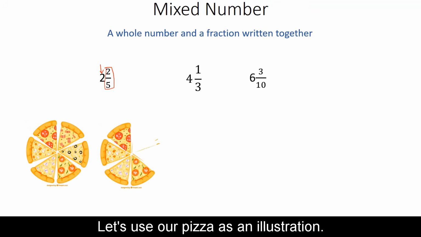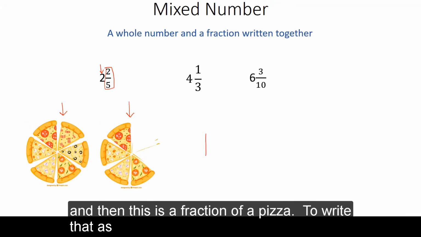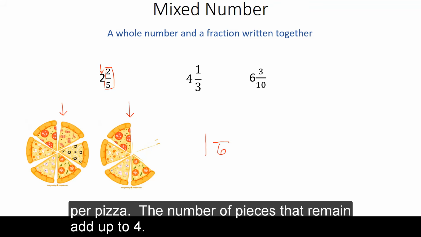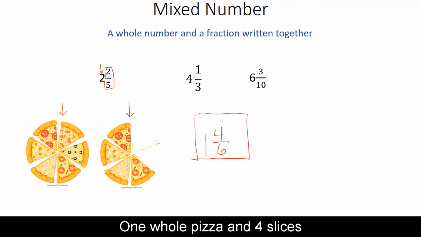Let's use our pizza as an illustration. If we look at this, we clearly have one whole pizza right here, so the number of whole pizzas would be a 1. And then this is a fraction of a pizza, and so to write that as a fraction, well, the pizza still has 6 slices per pizza. The number of pieces that remain add up to 4. So this illustration written as a mixed number would be 1 4/6, one whole pizza and 4 slices out of a 6-slice pizza.